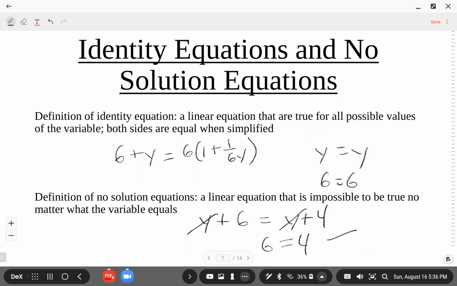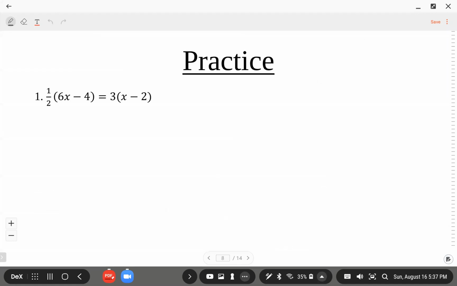So that is not a true statement, right? That's false. 6 cannot possibly equal 4, okay? And then that would be a no solution equation. And then you just simply write no solution. Or you can say no values or 0 values, okay? So those are identity equations and no solution equations. So now let's do some practice with those, okay?